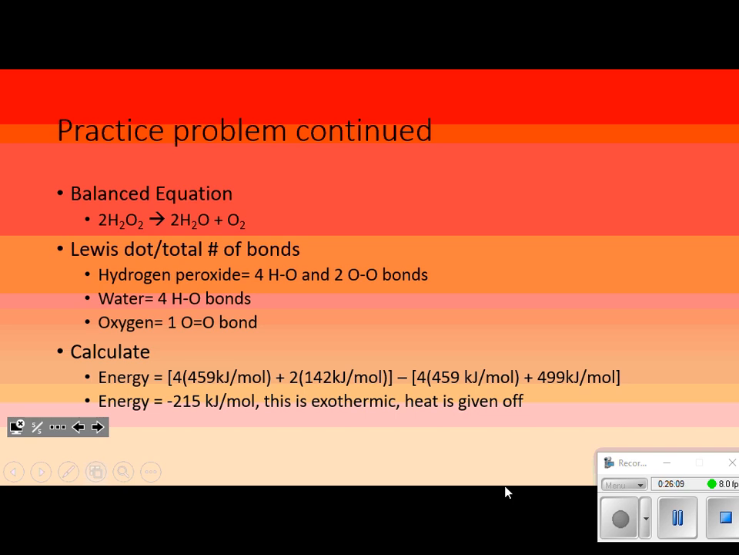The mistakes that students make on bond energy problems, part of it comes down to organization. So I like to figure out how many of each type of bond I have, then plug it in. And when you see my final answer here of negative 215 kilojoules per mole, which means it's exothermic, by the way, because it gave off heat, I typically first solve for my reactants, then minus, and then my products. Because algebra with this and how you type it into your calculator is one of the major errors that come up when doing a bond energy problem.